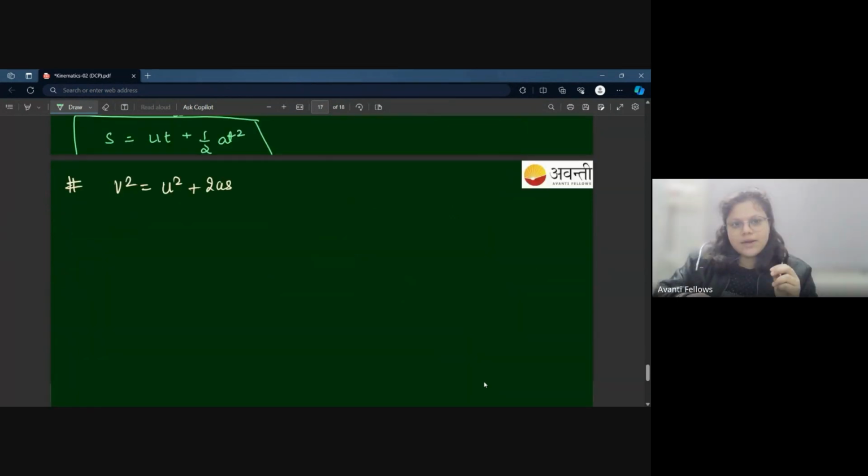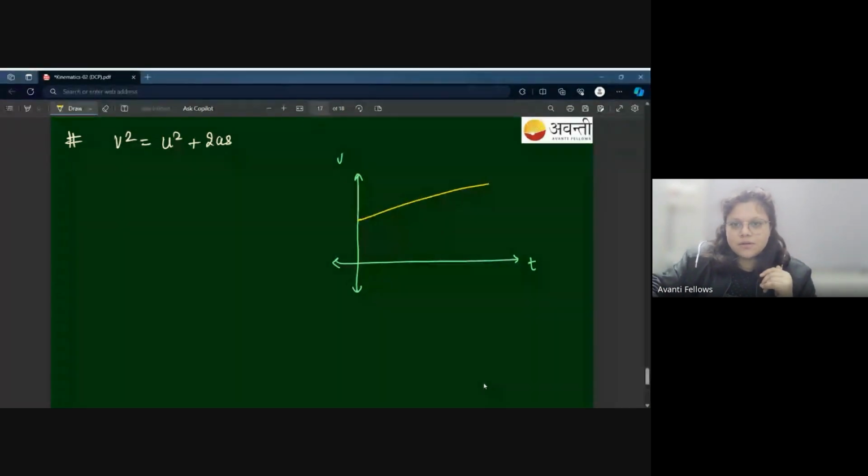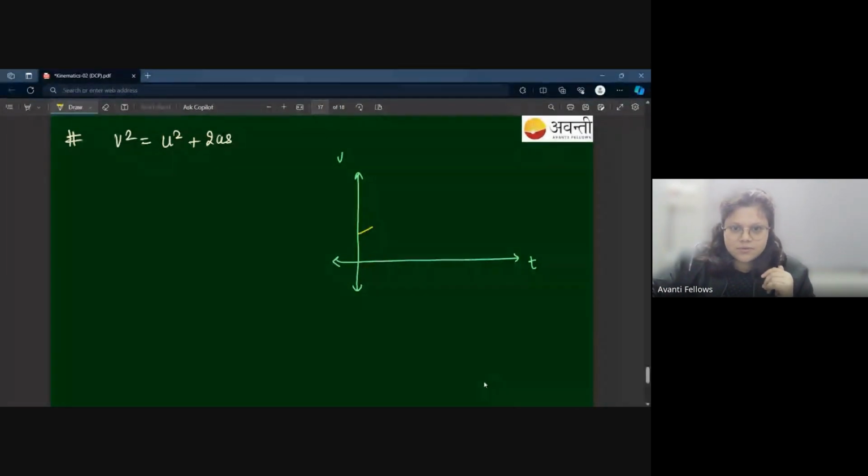Yes, ma'am. Right. Now let's come to the third equation of motion and the last topic of today's class. So I didn't take much time. V versus T, velocity versus time. This is the curve, where this is U, this entire thing is V, and this much portion is V minus U.